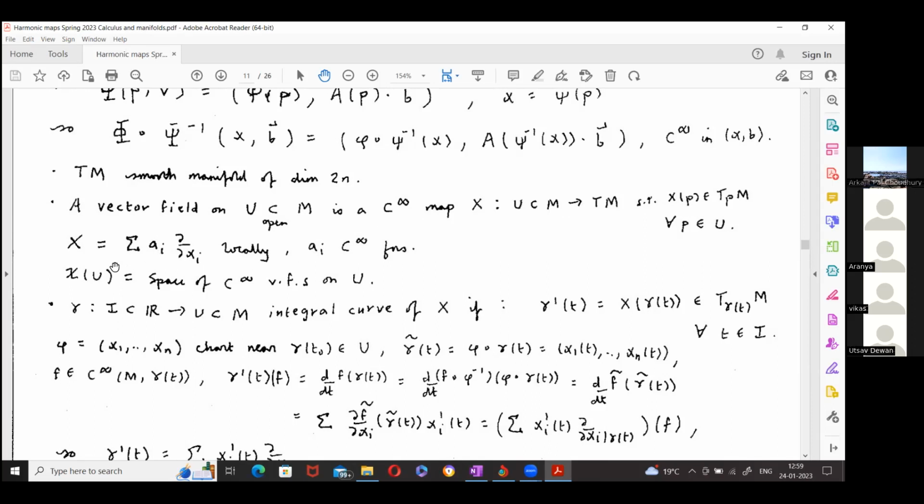We will be using this notation: chi of U is the space of smooth vector fields on U. This is a vector space because I can add vector fields pointwise. For two vector fields X and Y, XP and YP are vectors in the same tangent space, so I can add them, look at XP plus YP.